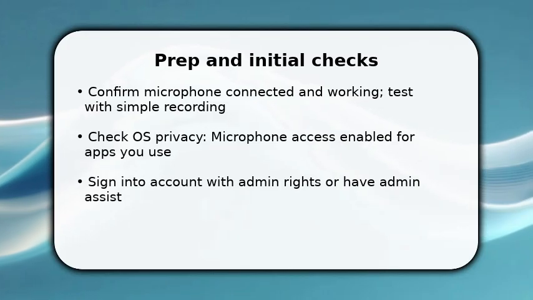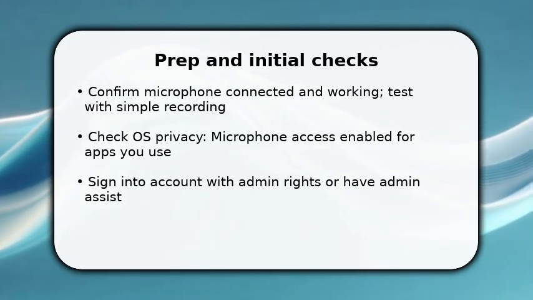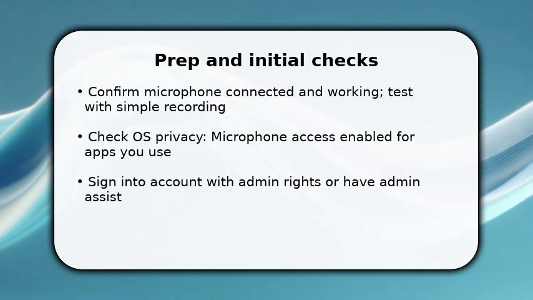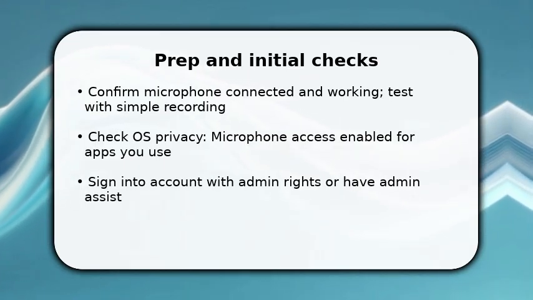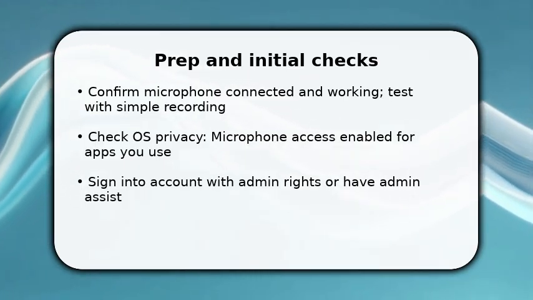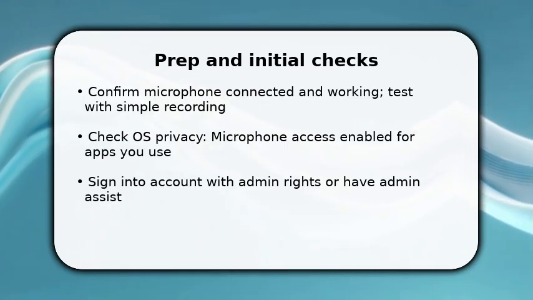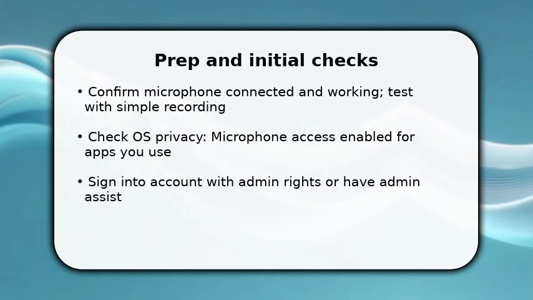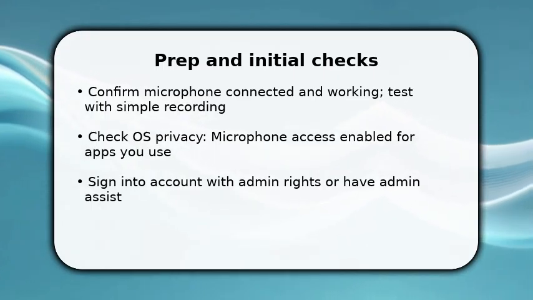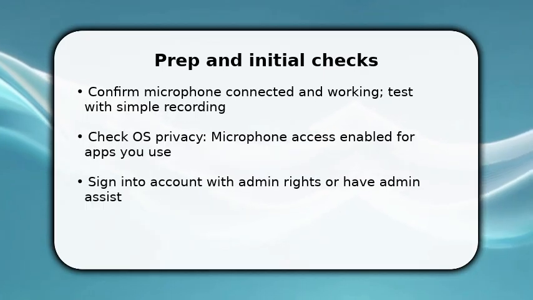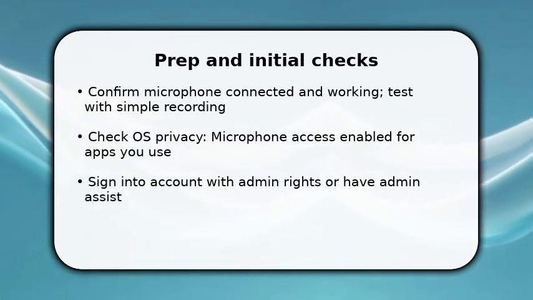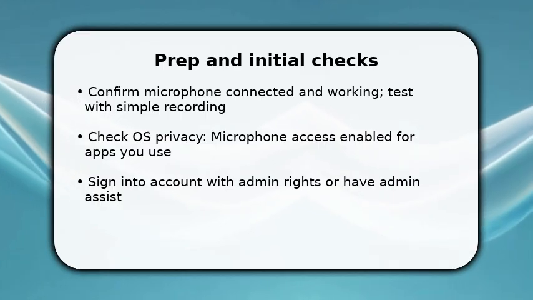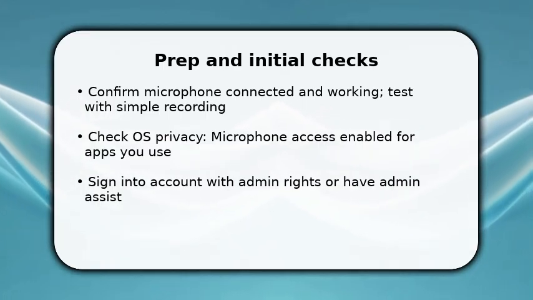Enjoy the video. You'll start by verifying the essentials so permission changes will stick. Check that your microphone is plugged in and produces sound. This avoids chasing settings when hardware is faulty. Next, open your operating system's privacy settings and make sure microphone access is allowed for the browser or app you plan to use, because apps need that explicit grant. Once done, confirm you're signed into an account with permission to change settings, or get an admin to.